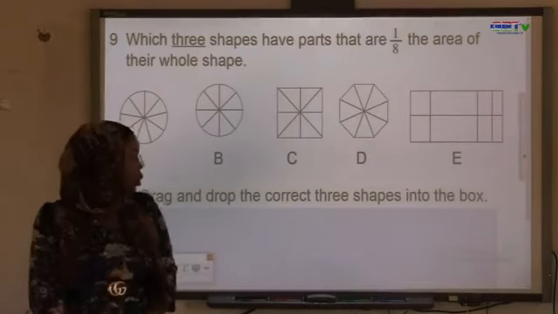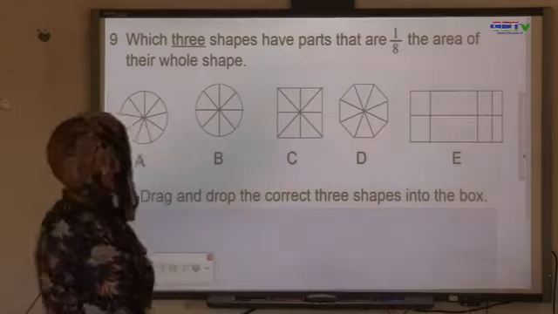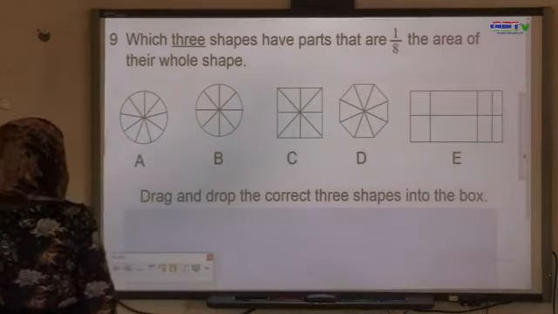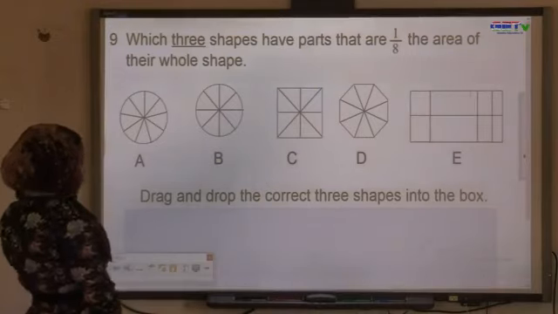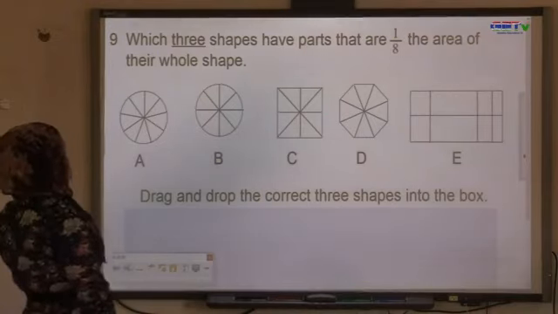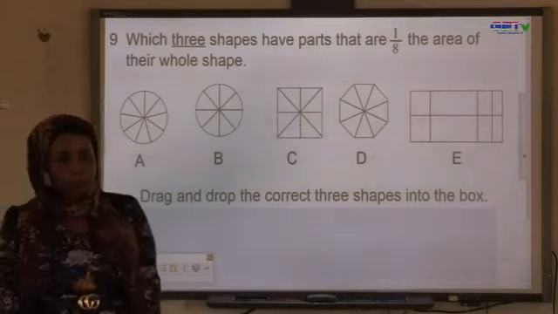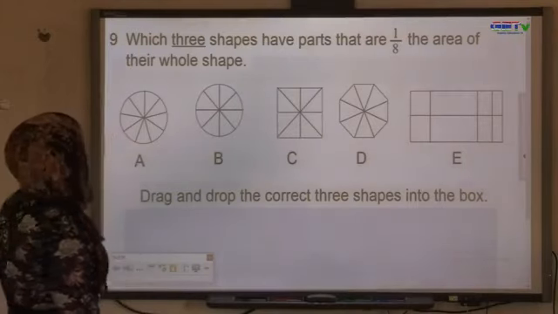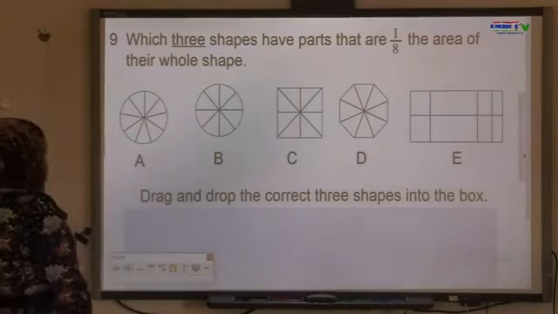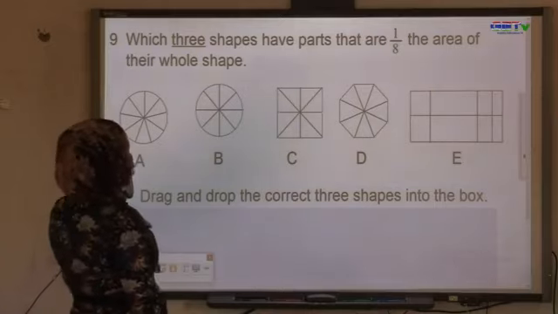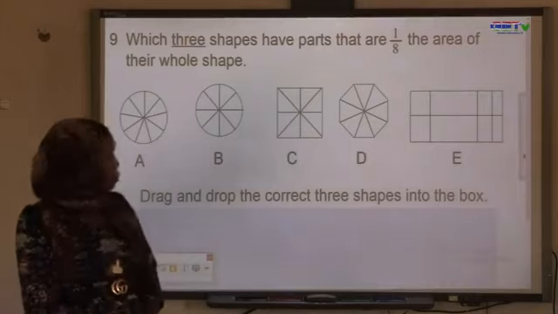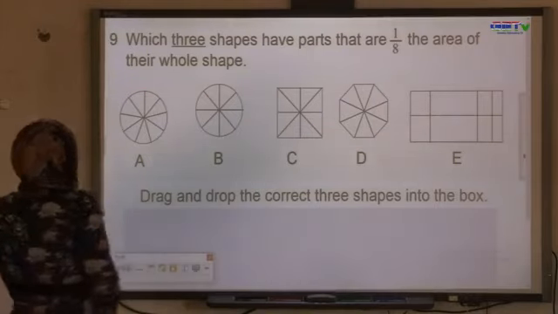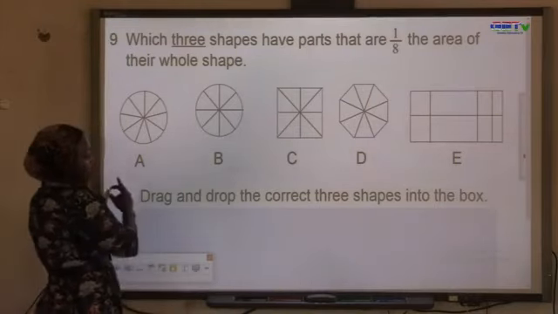We have another question, and the question reads, which three shapes have parts that are 1/8 the area of their whole shape? I will read again. Which three shapes have parts that are 1/8 the area of their whole shape? Now we have options here, A to E.